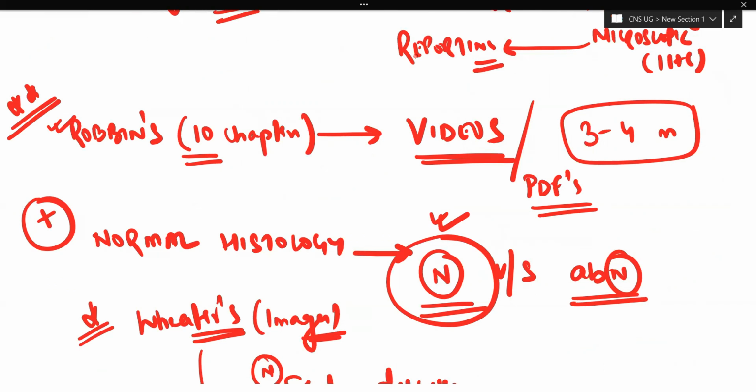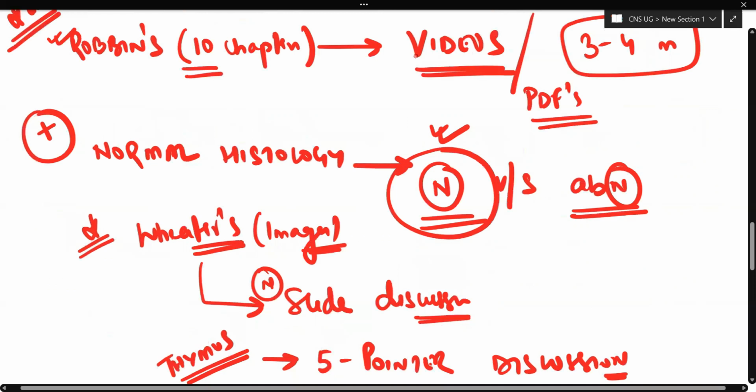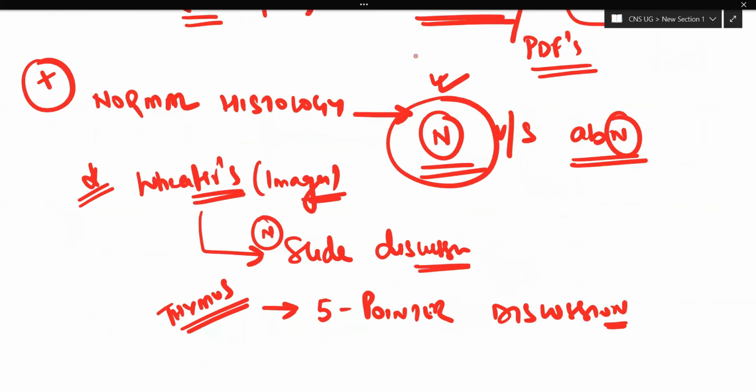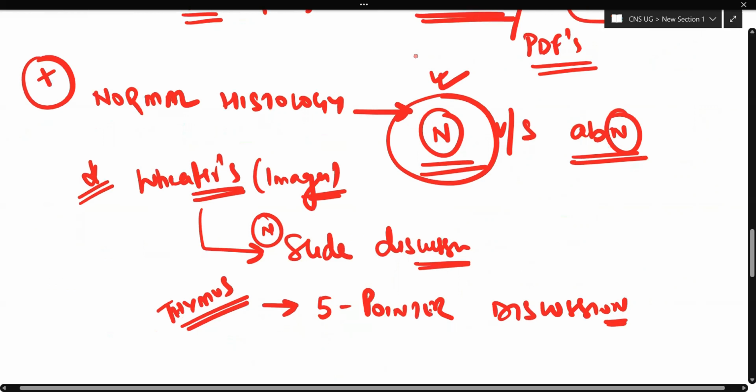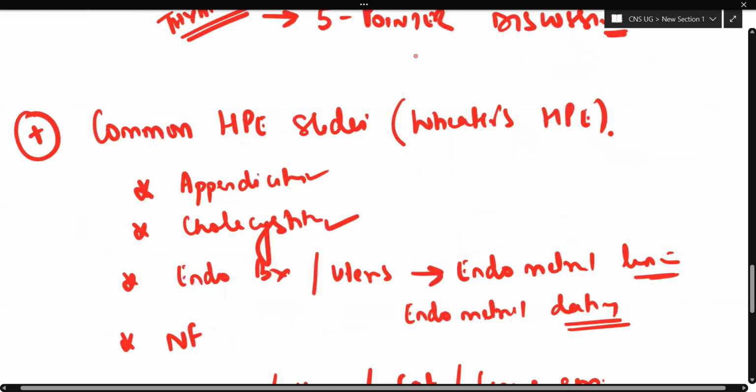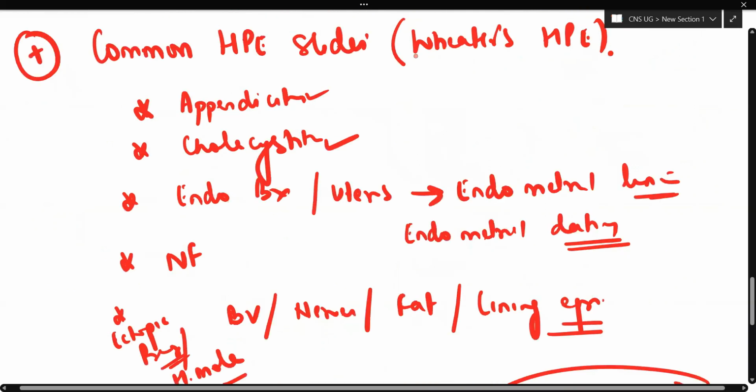If you watch my videos regularly, consistently every day, 3 to 4 months time is enough. Then, as I told you, for normal histology, you have to read Bedi's. And if you cannot read it, it is also not a big problem. I am going to start discussing the normal slides inside our dedicated first year MD DNB group. We will have a 5 pointer discussion for every slide. Common histopathology slides, what I mean is those that you encounter on a day-to-day basis.